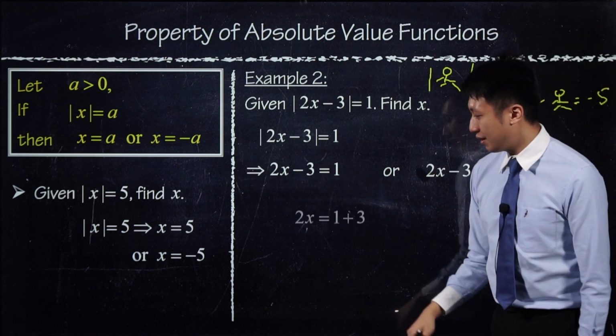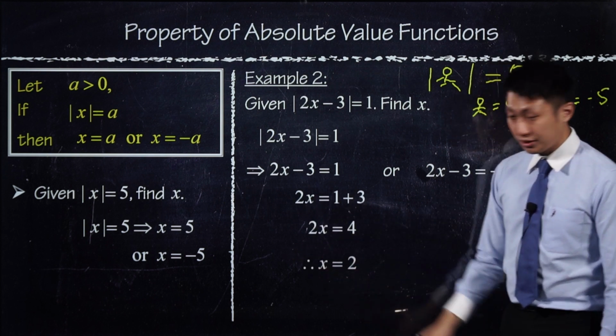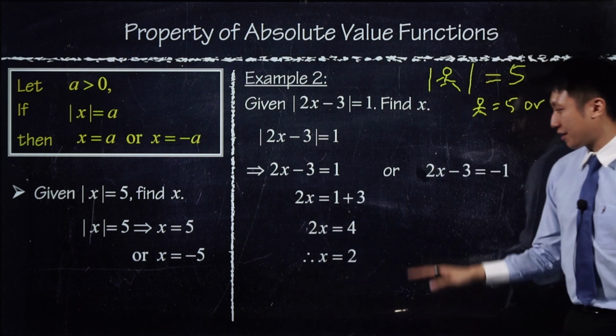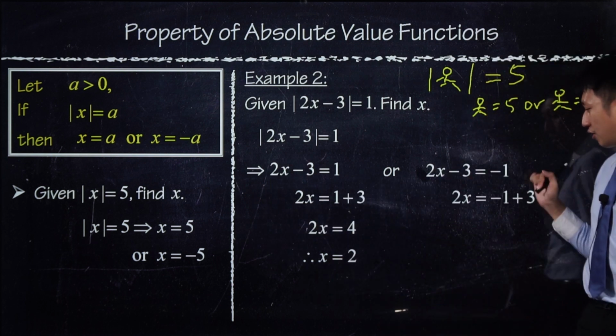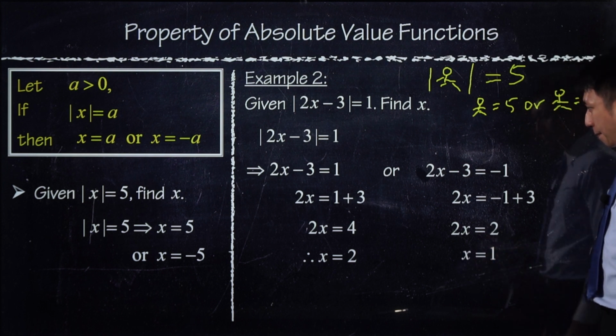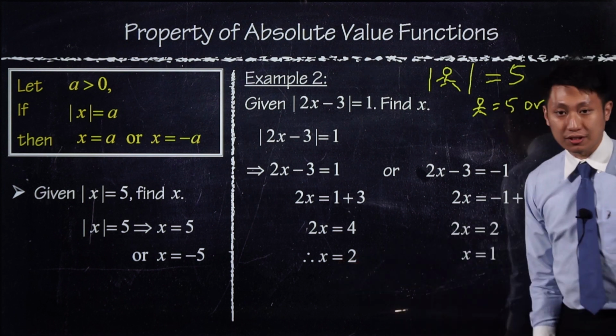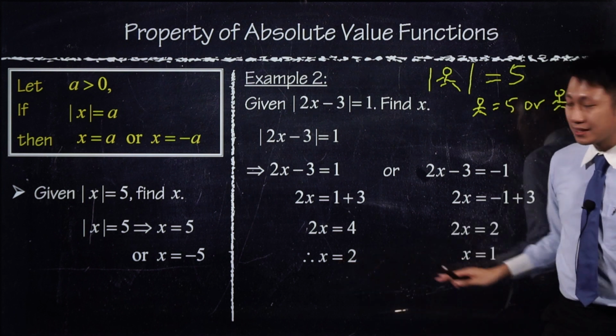I solve this side, I move it over, becomes plus 3, 2x equals 4, x equals 2. That's for this side. So I continue to do the other side, move it over, get this one. Correct? x is equal to 1 or x is equal to 2. So there are two answers here.